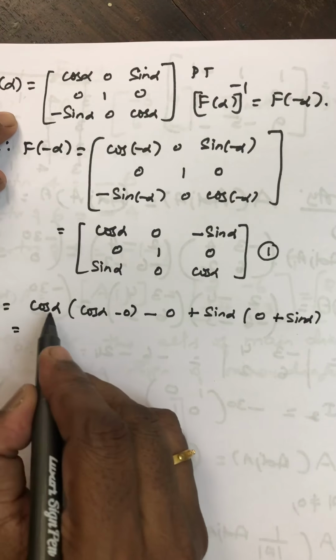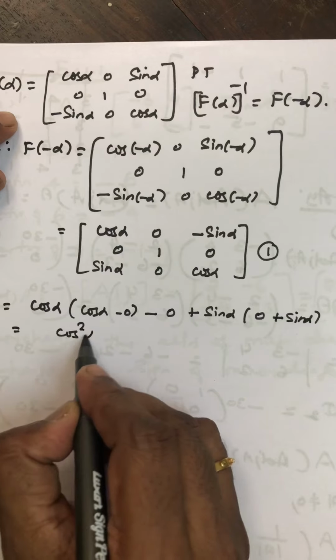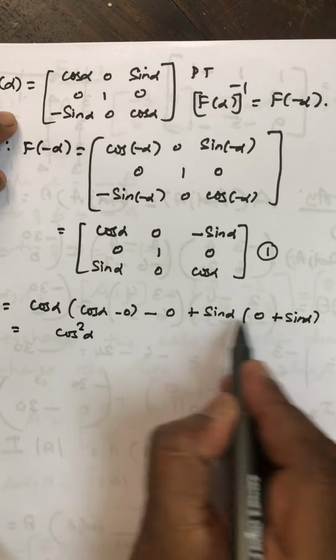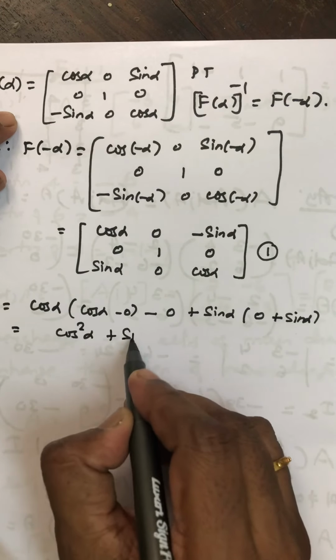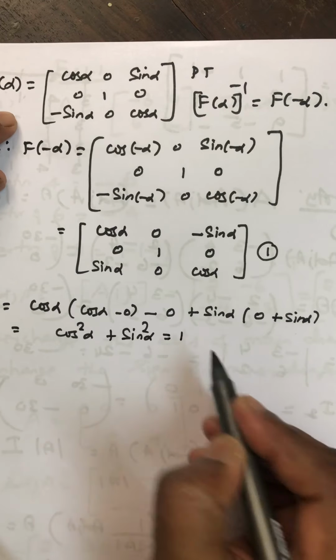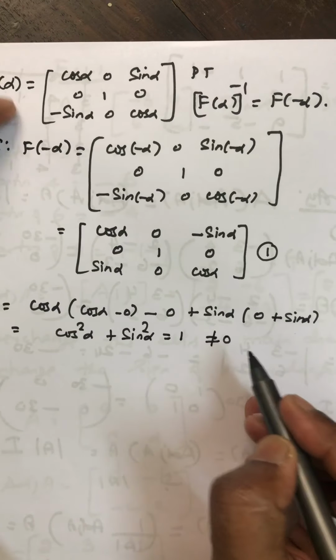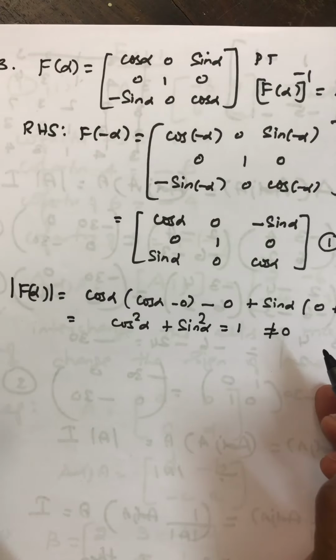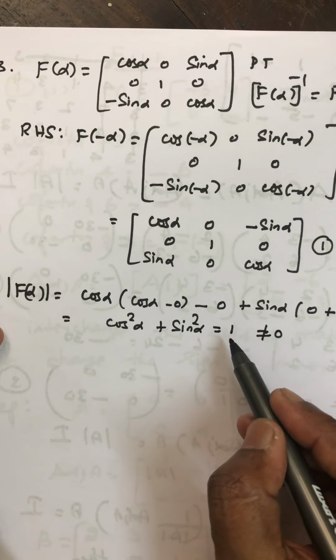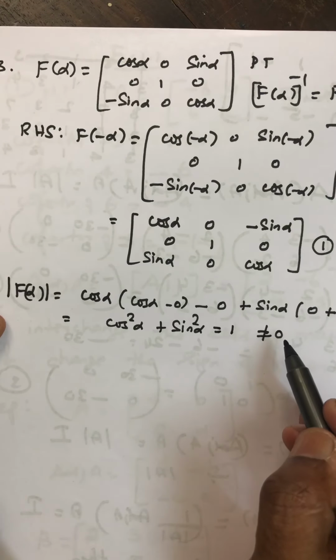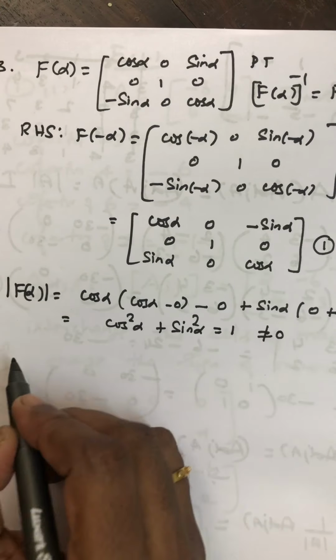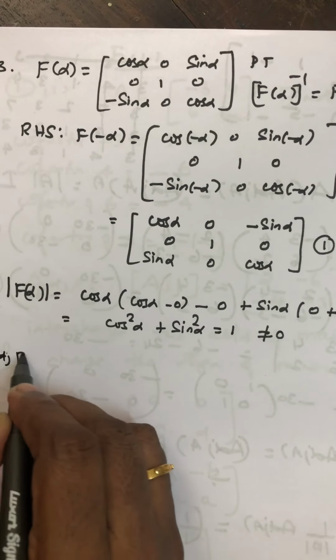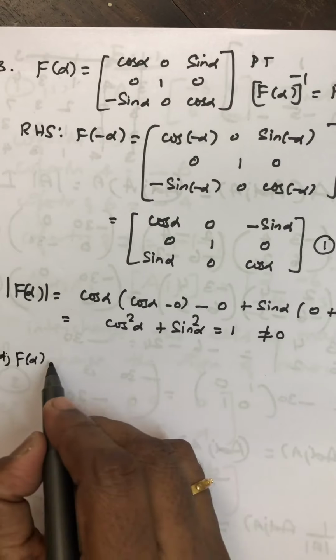So what do you get now? Cos alpha into cos alpha, we have cos square alpha. This is 0. Then sin alpha into sin alpha is sin square alpha. Answer is 1, which is not equal to 0. So determinant of f of alpha is equal to 1, which is not equal to 0. Therefore f of alpha inverse can exist. Next step, we need to find out adjoint of f of alpha.